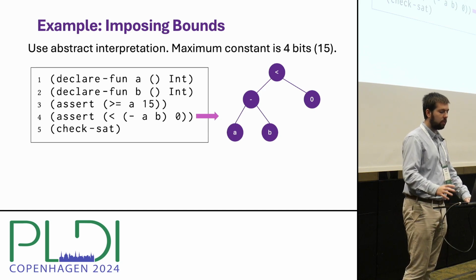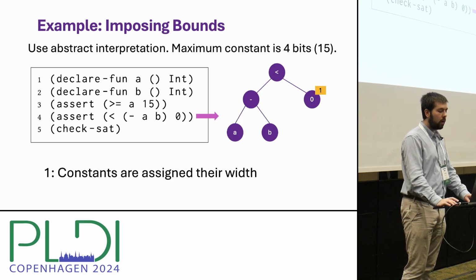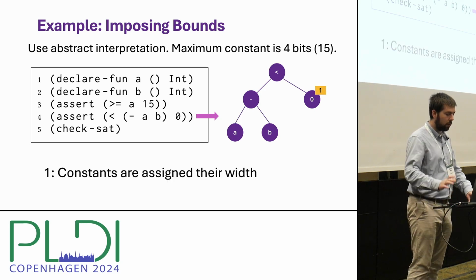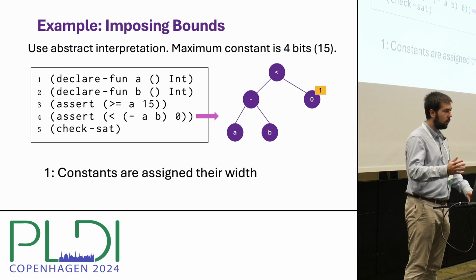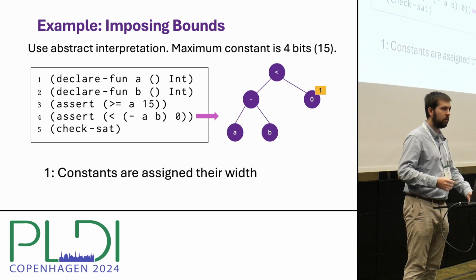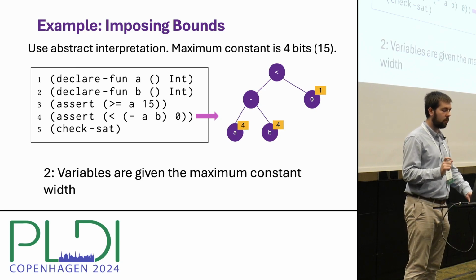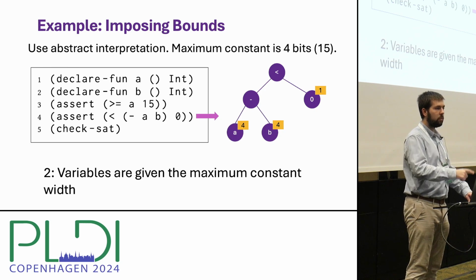Here we have another constraint where we assert that a minus b should be less than 0, and I've converted it into a syntax tree. We're going to follow a very simple abstract semantics here. So the constants are just given their fixed width. In this case, the constant 0, you only need 1 bit for that. Next, we're going to make an assumption. For variables, we're going to use the width of the widest constant. In this case, that's 15, so 4 bits.